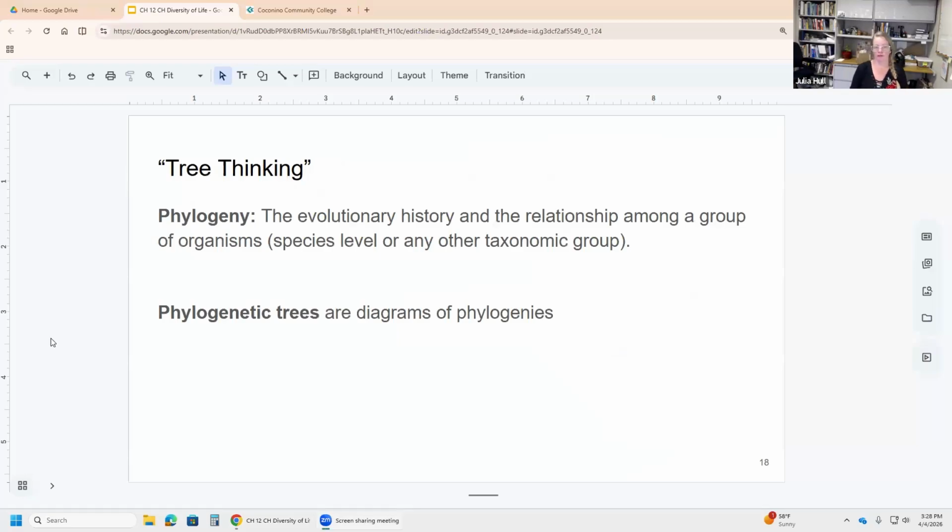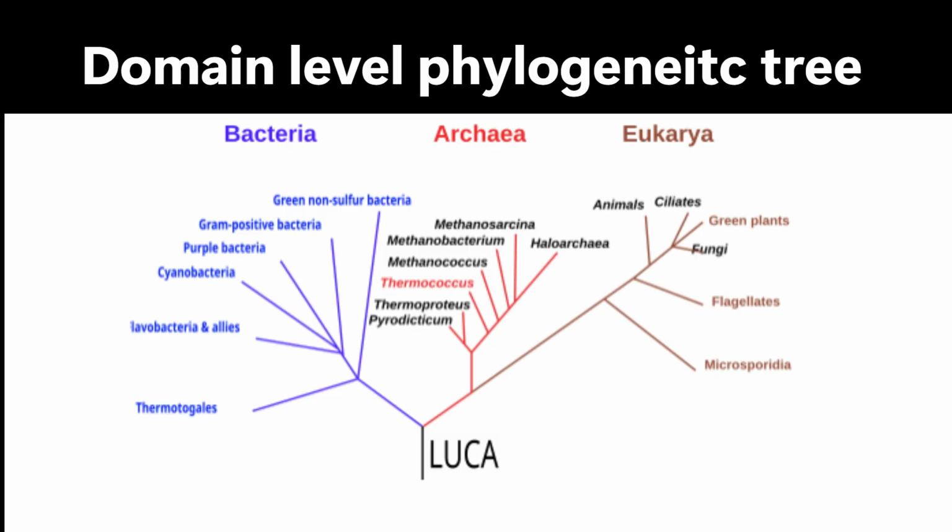So let's talk about these evolutionary relationships that we're going to define as phylogeny. We can look at a diagram of these evolutionary relationships through these phylogenetic trees. Our phylogenetic tree could be at species level, family level, or class level. We just looked at a phylogenetic tree at the domain level. So this can be at any of those taxonomic levels that we just talked about.